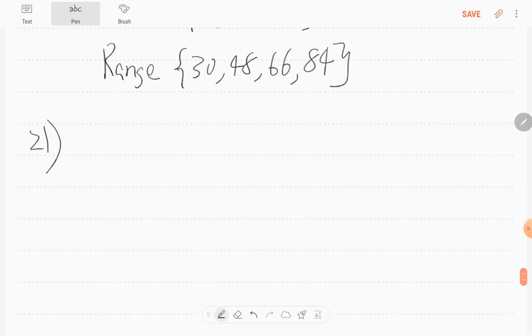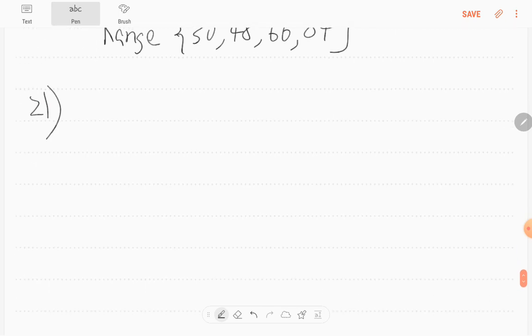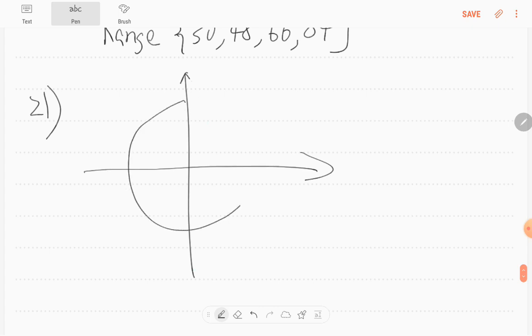21. Determine whether the graph is the graph of a function. Explain why. So this is a circle. For this one, we can use the vertical line test, because the vertical line intersects the graph at 2 points. So this is not a function. The reason is this vertical line intersects this curve at more than one intersection point. Okay.